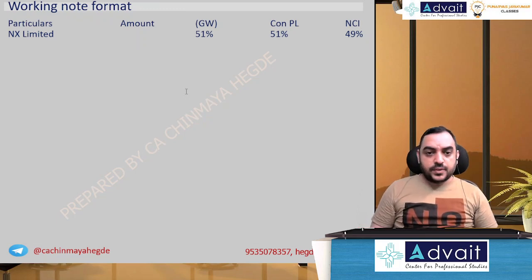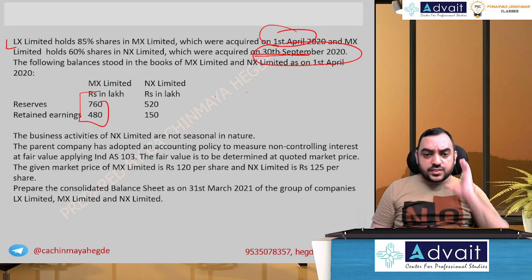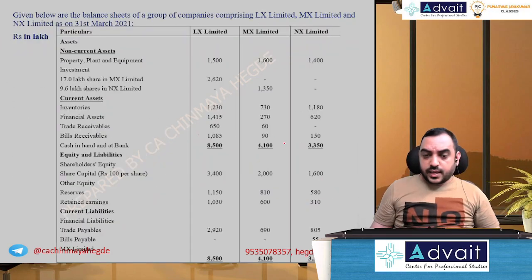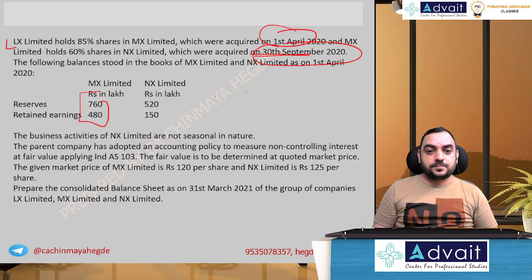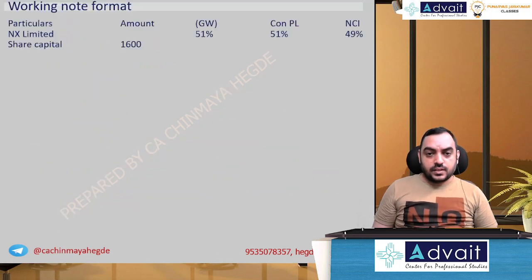We'll start with their share capital, the share capital of the last company. Look at the balance sheet: share capital 1600. Divided 51%, so 816. Nothing for Con PL. 49%, 784.